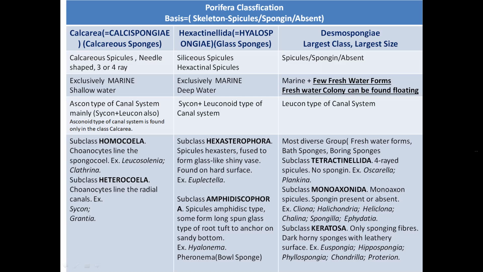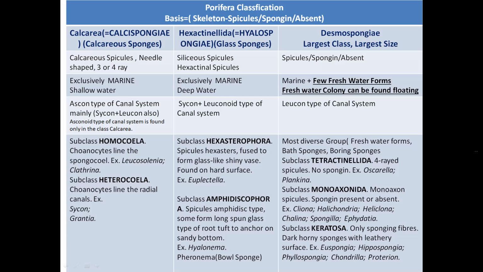Now Demospongia, it is the most diverse group. It has boring sponges, it has bath sponges, and it has freshwater forms also. Subclass Tetractinellida, 4-8 spicules, no spongin. Examples are Oscarella and Plakina. Subclass Monoaxonellida, monoaxon spicule, spongin present or absent. Examples: Cliona, Halichondria, Haliclona, Chalina, Spongilla, Ephydatia.